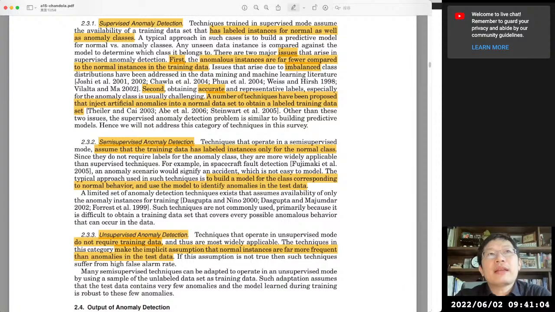But even so, we can use a very general classification algorithm to deal with such data because it has normal and abnormal labels. But there are still two major issues. The first one is that usually the anomalous instances are far fewer compared to the normal instances in the training data. So the data is imbalanced. There are several different approaches to deal with imbalanced data.